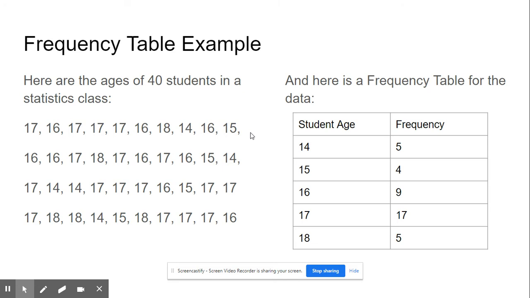This example shows how you can display data in a frequency table. On the left are the ages of 40 students in a stats class, and on the right is a frequency table for the data, where the student age is grouped 14, 15, 16, 17, and 18, and then frequency lists the number of times that number comes up in the student's age.